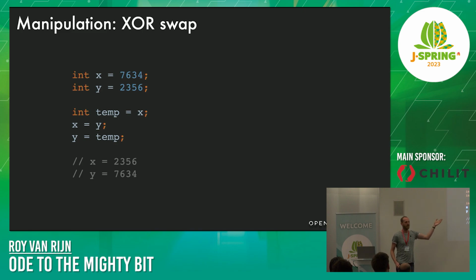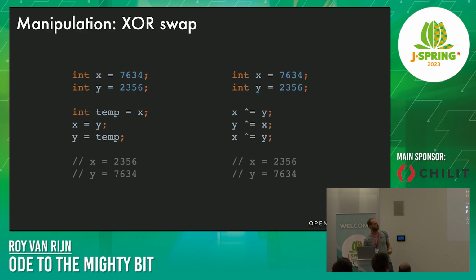We've all done this. You have 2 numbers, and you need to swap them. What do we do? Well, we make a temporary variable, then we assign y to x, which is now overwritten, and then we say temp is now y, and we've swapped them. Did you know you could also do this? No temporary variable, but we still swap the values around. So how does this work?